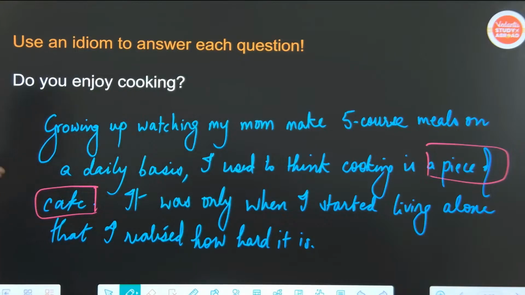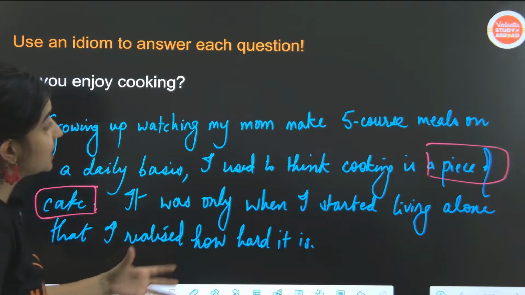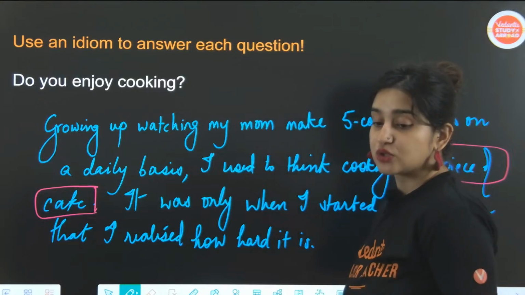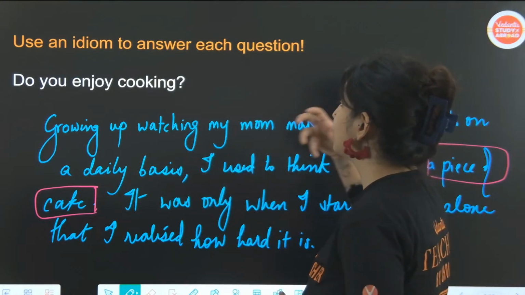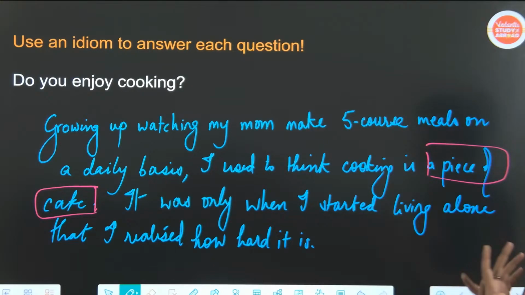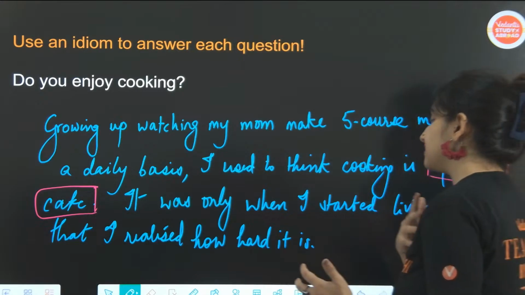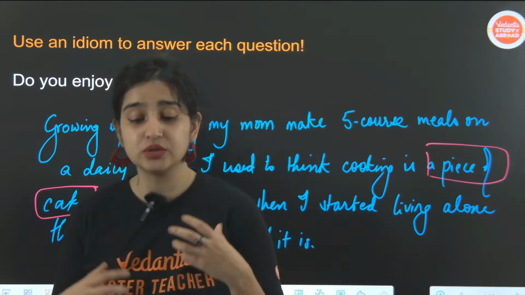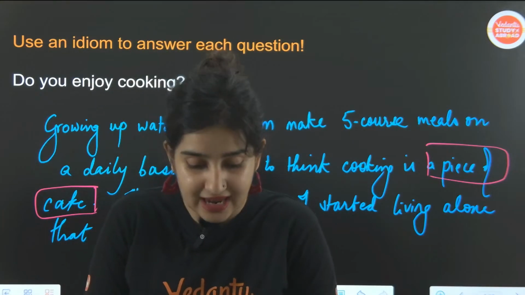What am I trying to say here? I used to think cooking would be extremely easy because my mother did it so effortlessly. It was only when I started doing it that I realized how difficult it actually can be. So here, what did I say? I said growing up watching my mom make 5-course meals on a daily basis, I used to think cooking is a piece of cake. What does piece of cake mean? Something that is very, very easy to do. It was only when I started living alone that I realized how hard it is. All right. So this is again a natural inclusion of an idiom in our narrative.